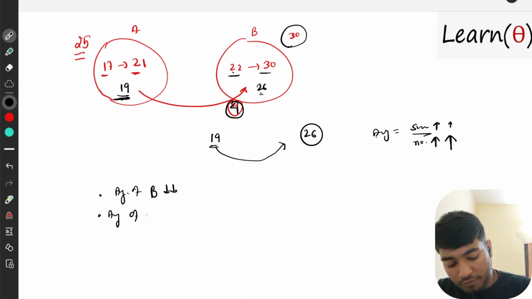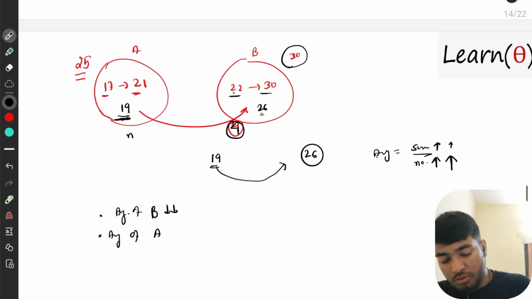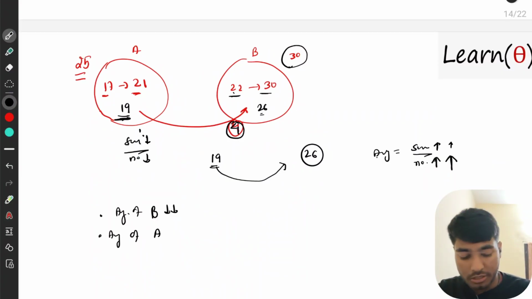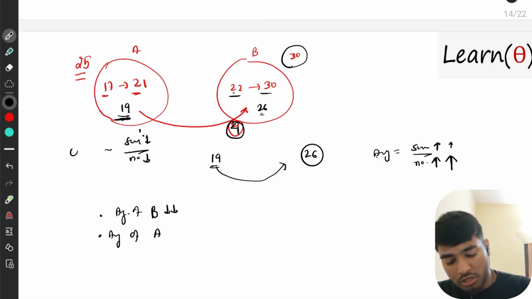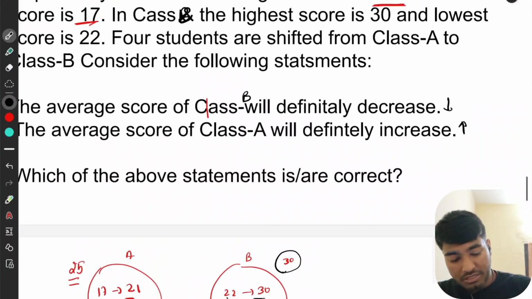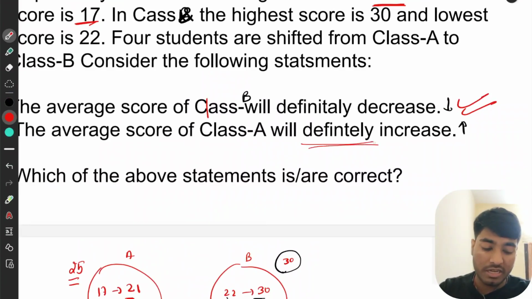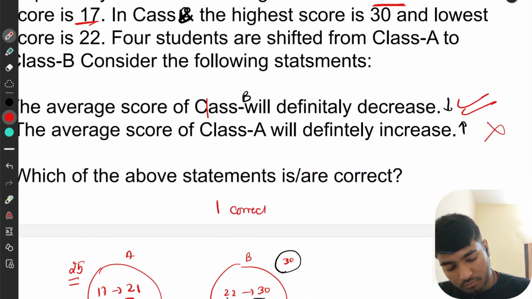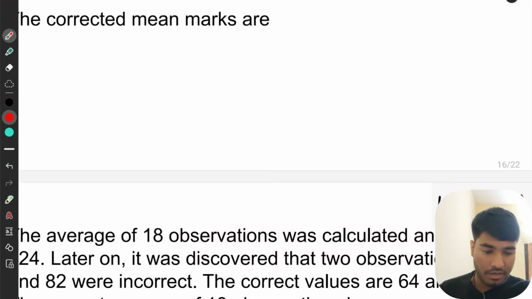And what about the average of A? In A, the sum is decreased and the number is also decreased. So I cannot comment on it. So which statement is correct? Option B is definitely correct, but I cannot say that in class A it is definitely increased. It can also increase, it can also decrease. So this is the wrong statement. 1 correct, 2 wrong. Fine, I hope you got it.